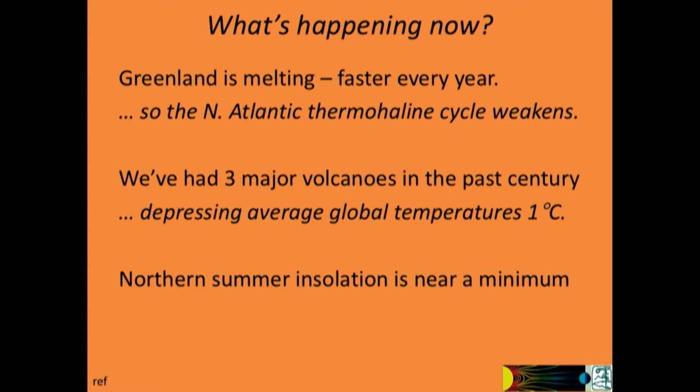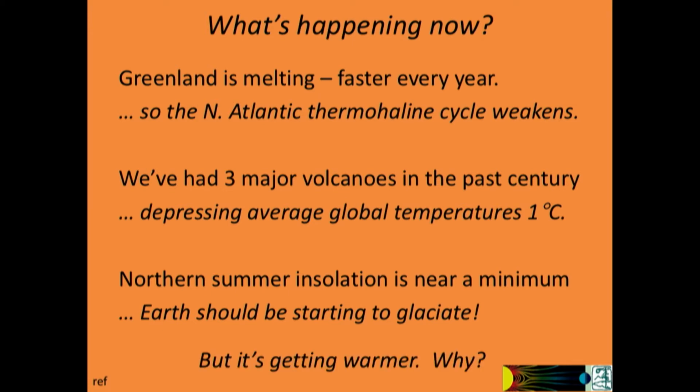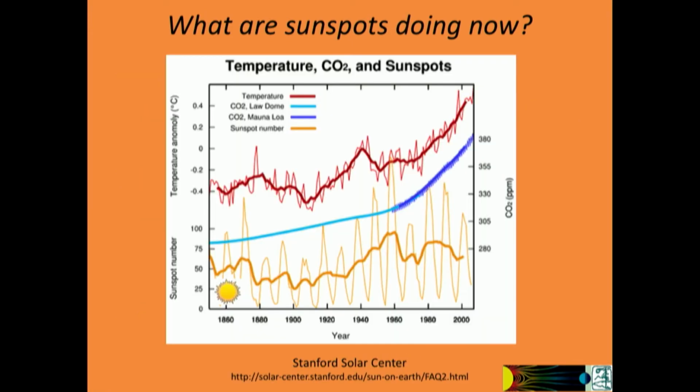Northern summer insolation is at a minimum right now, as we've seen. So Earth should be starting to glaciate. We should be expecting a glaciation right now. What's going on? Why is it getting warmer?